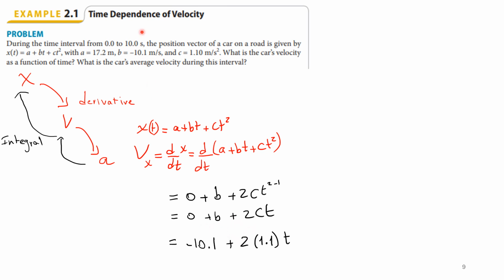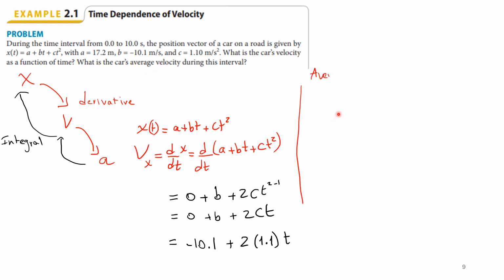For b it's minus 10.1, and for c it's 1.1. Okay, so that's for the velocity as a function of time, that's what they ask for in the first question. So what's the car's velocity as a function of time? Now asking for the car's average velocity.